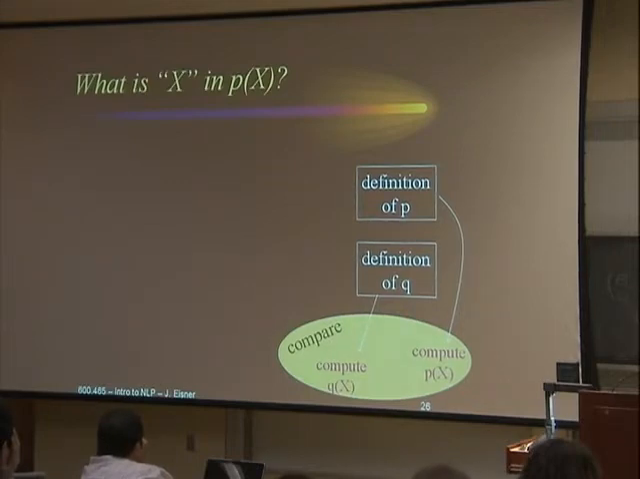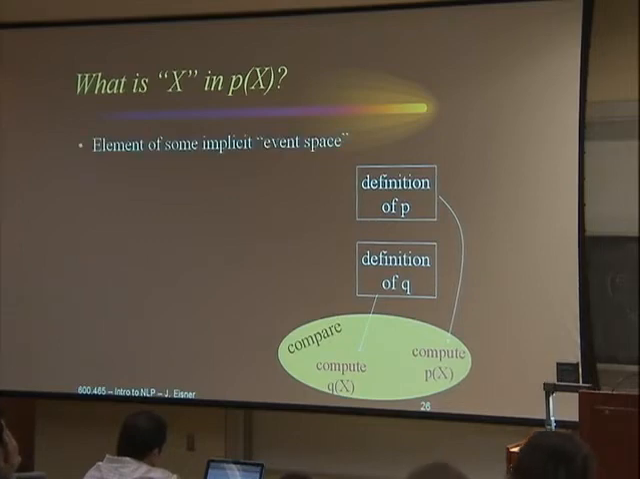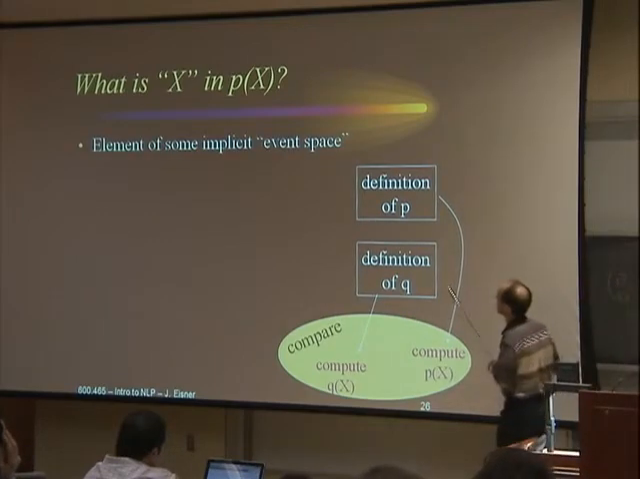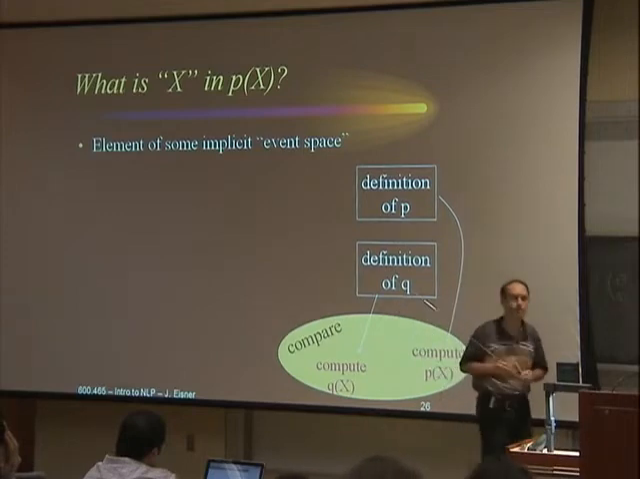So I want to spend a few minutes now just talking about notation, making it a little bit more precise because people sometimes get confused about this. So this x here is an element of some event space.